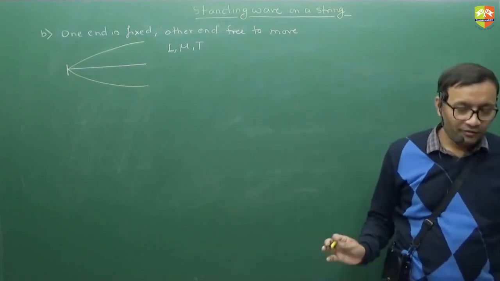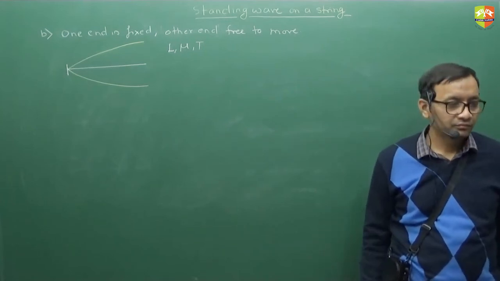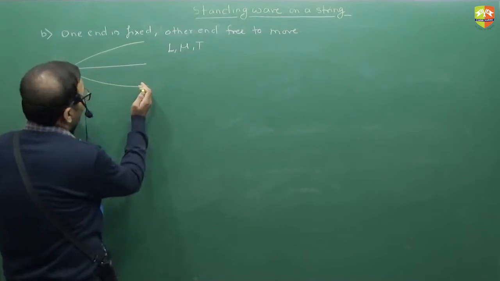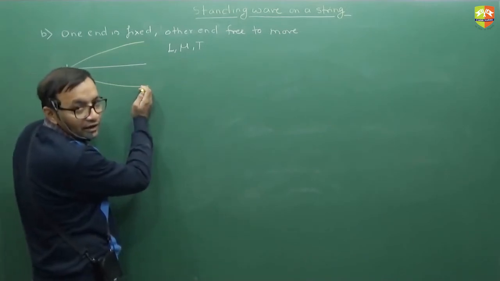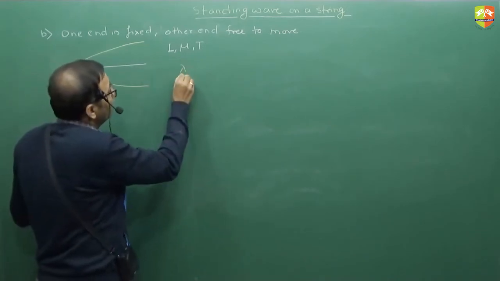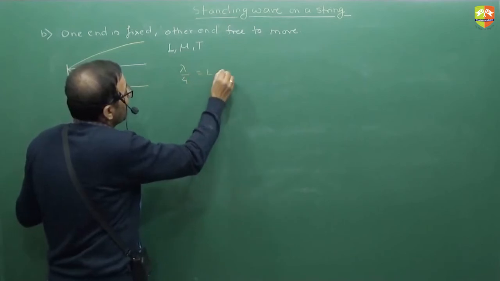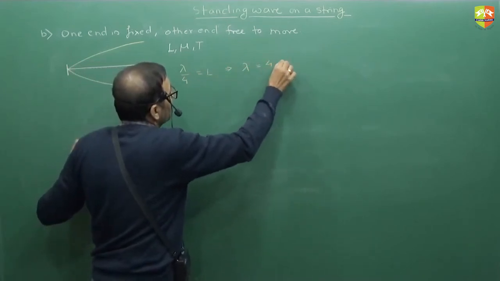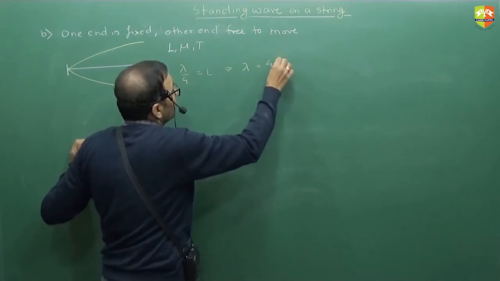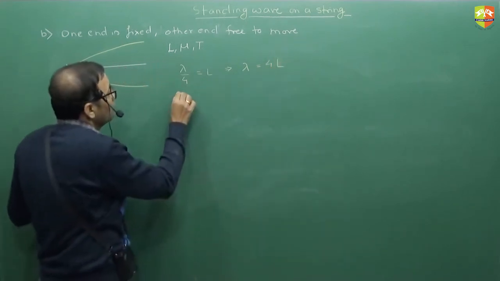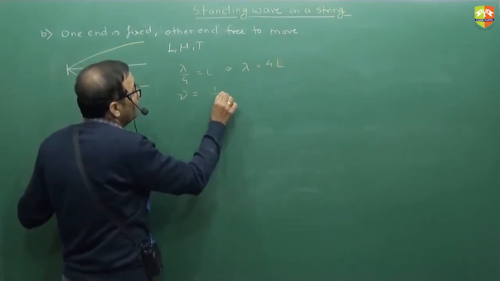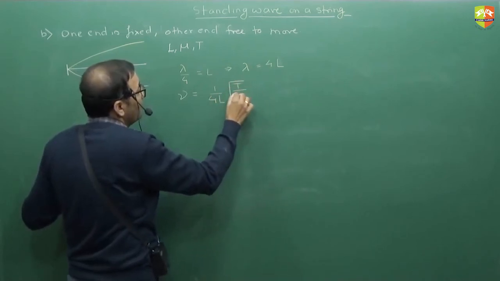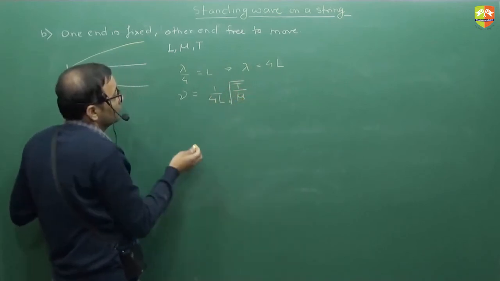Frequency, tell me the fundamental frequency for this situation. Now, in terms of lambda, how much distance is this? Lambda by 4. So lambda by 4 should be equal to L. So the fundamental frequency is 1 by 4L, velocity by wavelength.